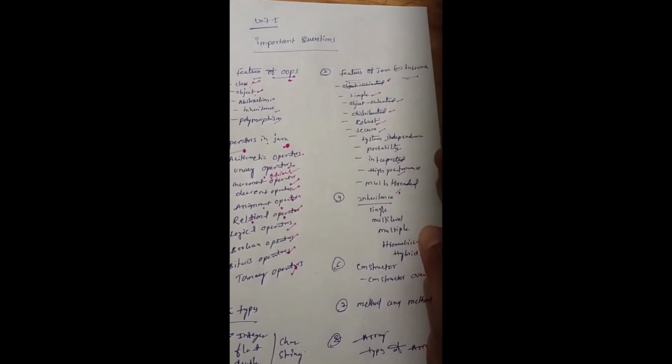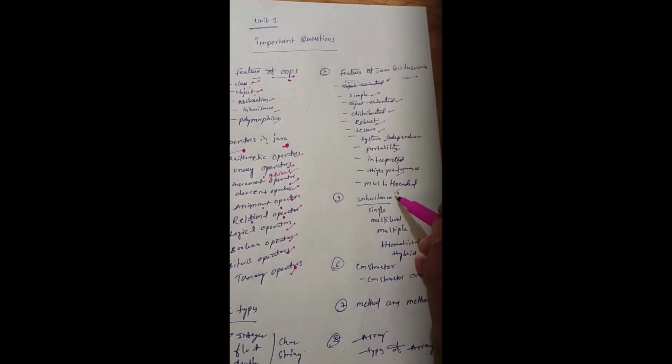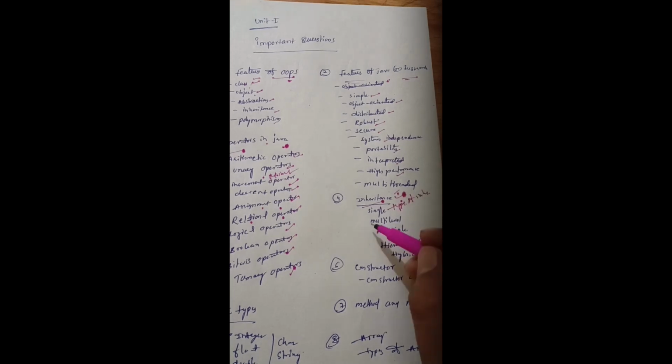Next question is inheritance. What is inheritance? The definition may be asked for 1 mark, 2 marks or 5 marks. What is inheritance, and the types of inheritance. The types are single inheritance, multi-level inheritance, multiple inheritance, hierarchical inheritance, hybrid inheritance.